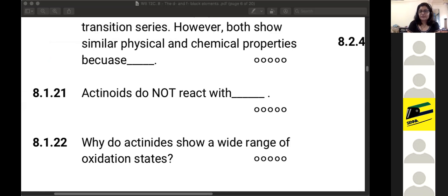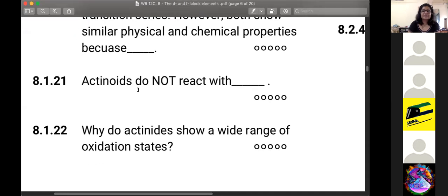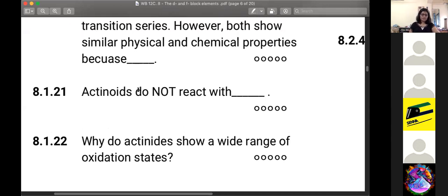The reason actinoids do not react with alkalis, you guys, is that lanthanides and actinoids are already basic in nature, right? They're not going to show acidic or amphoteric properties. So they have no reaction with alkalis or bases. Okay. So bases are one thing, and this is also one of the chemical properties, a way you can remember with respect to lanthanoids and actinoids.